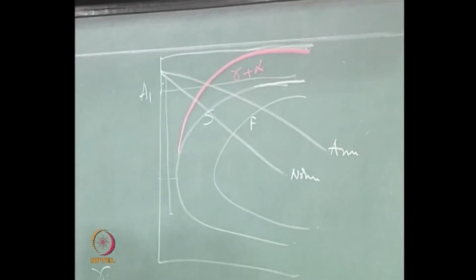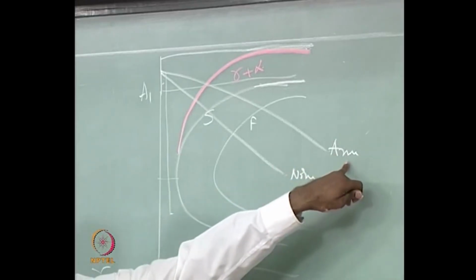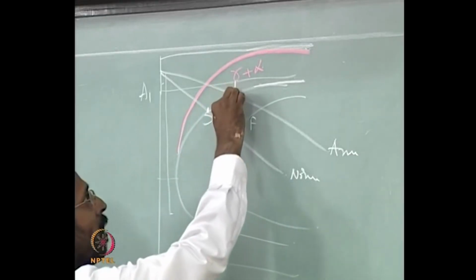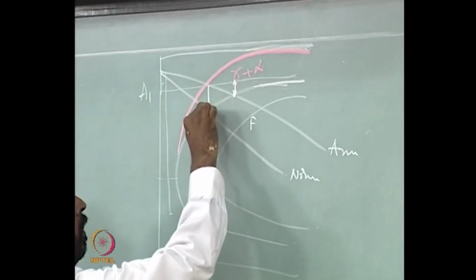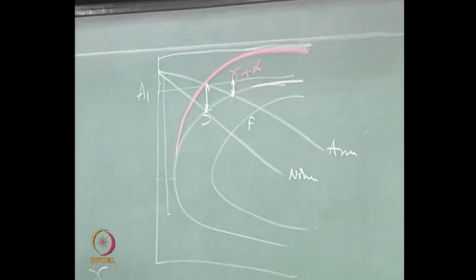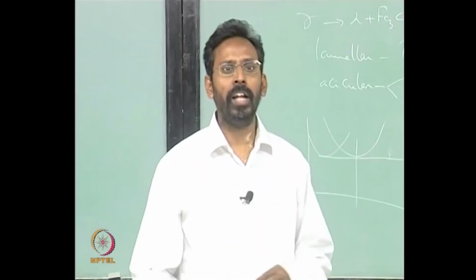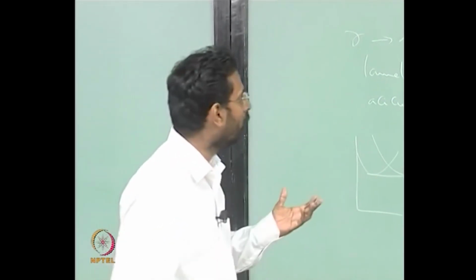What is the difference between these two cases? You will see that the annealed one intersects the TTT diagram at this point, and the normalized one intersects the TTT diagram at this point. The difference between these two is the extent of undercooling. The undercooling is smaller for annealing and larger for normalizing.